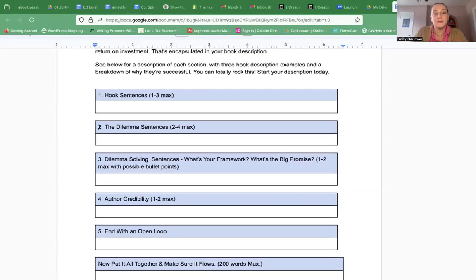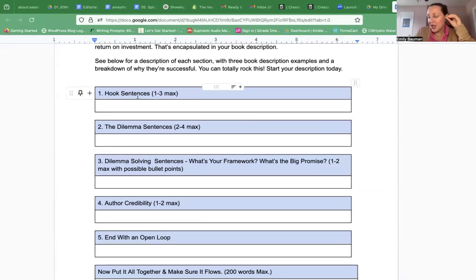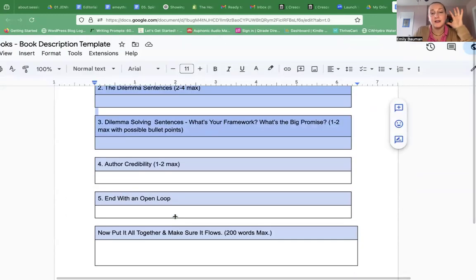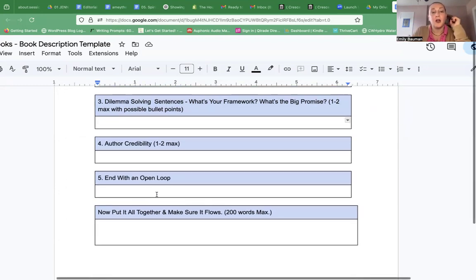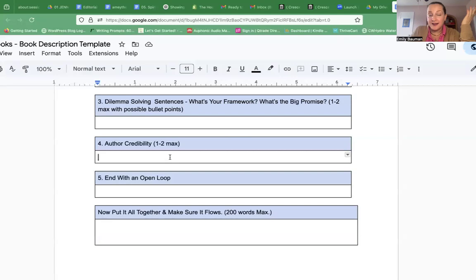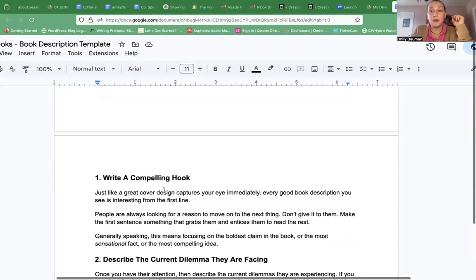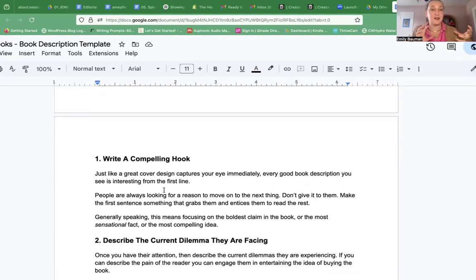We have our hook. Super important to hook people in, like learn how to be this or that, or overcome this, or go on this journey. Then the dilemma that the person is facing. Then dilemma solving sentences, like how do you get results? What do you do? Or if it's a memoir, what is the big idea? What is the scope? Author credibility, like who are you? What have you done? And ending with an open loop, we're going to talk about that really quickly. Every single word counts and it's all going to flow together. So we have this structure, very masculine structure, and then your divine flow gets to go inside of it.